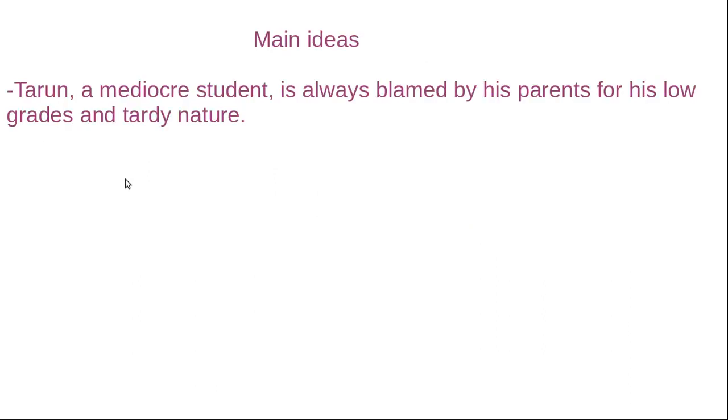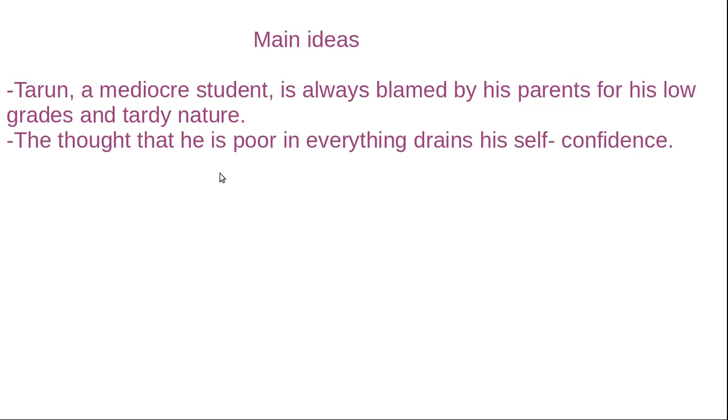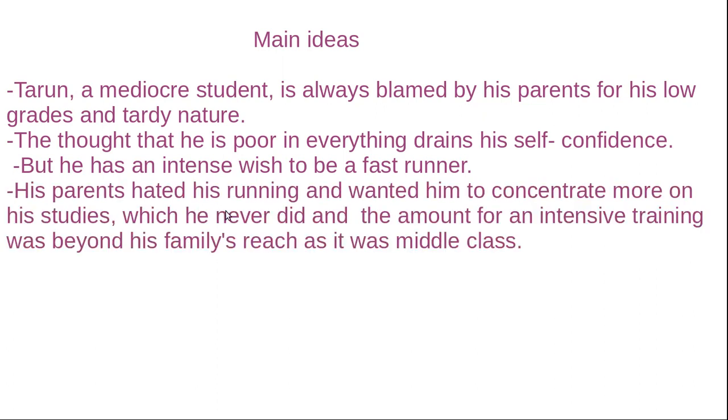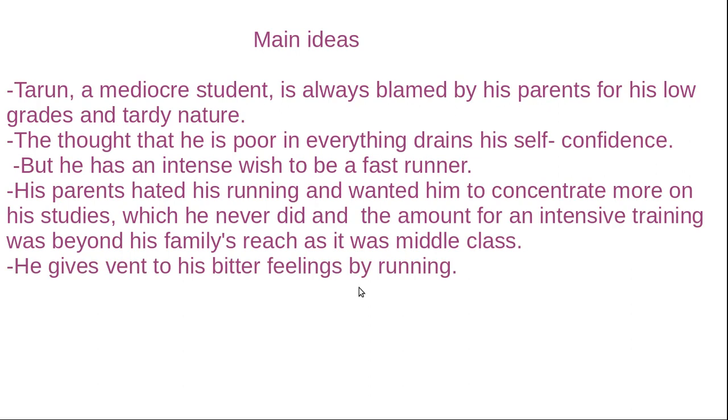And then the main ideas in the paragraph that we have discussed so far. Tarun, a mediocre student, is always blamed by his parents for his low grades and tardy nature. And the thought that he is poor in everything drains his self-confidence. But that means he wants to get some confidence from someone, right? Some motivation is needed for him, and he has an intense wish to be a fast runner. His parents hated his running and wanted him to concentrate more on his studies, which he never did, and the amount for intensive training was beyond his family's reach as it was middle class. He gives vent to his bitter feelings by running.